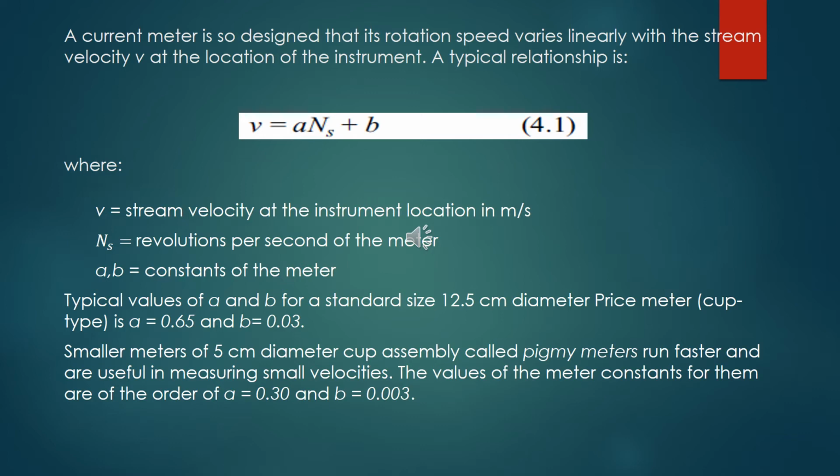Typical values of a and b for a standard size 12.5 centimeter diameter Price meter are a = 0.65 and b = 0.03. Smaller meters of 5 centimeter diameter cup assembly, called pygmy meters, run faster and are useful in measuring small velocities. The values of the meter constants for them are of the order of a = 0.30 and b = 0.003.